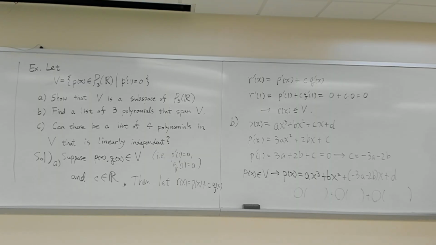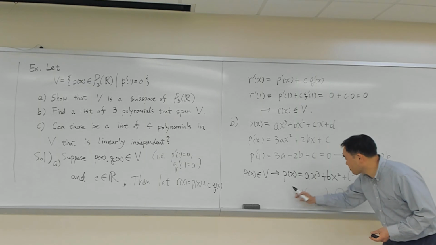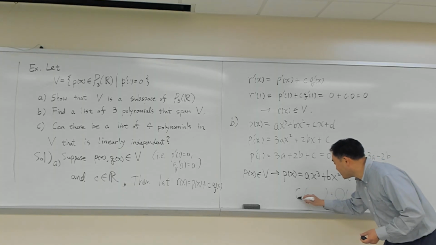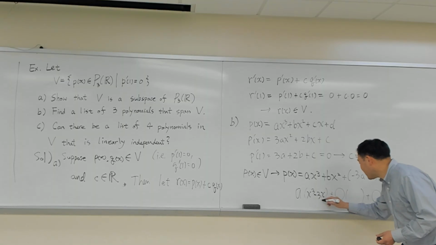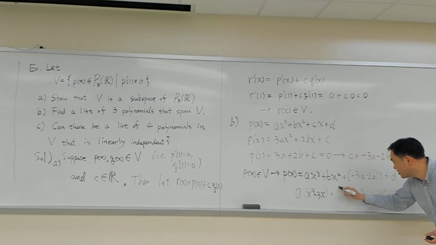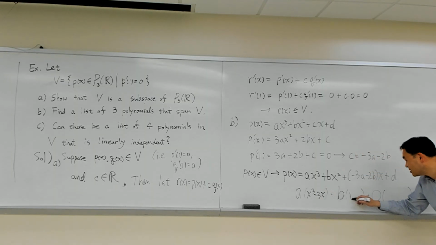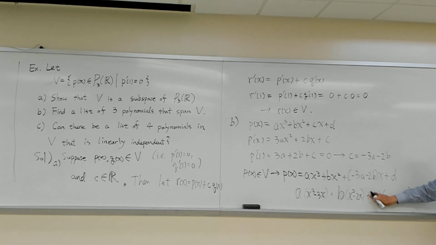So the first one's a, a times what? x cubed minus 3x. Okay. Second one's b, so x squared minus 2x. And plus d.